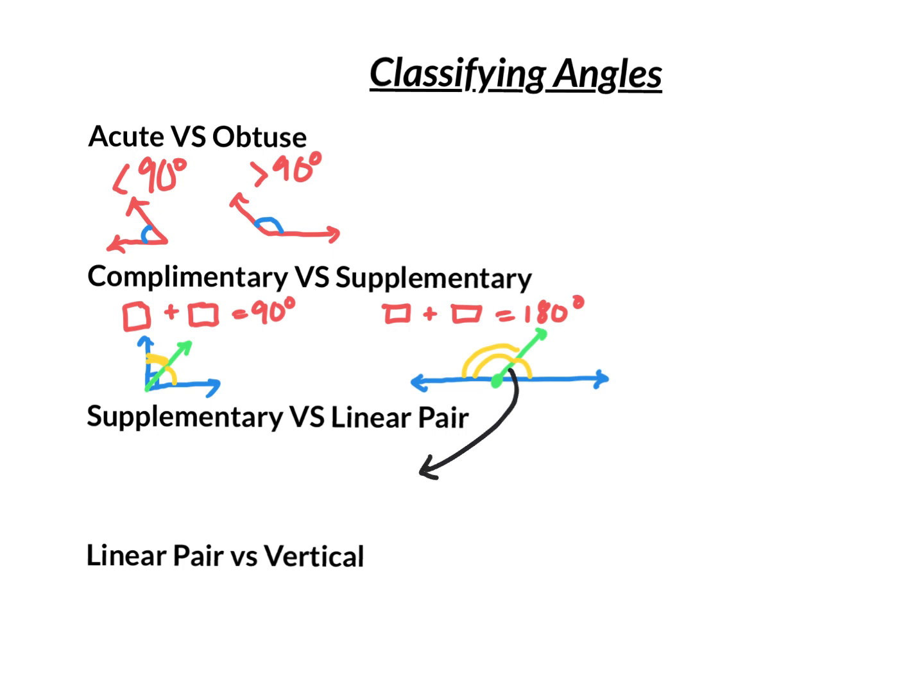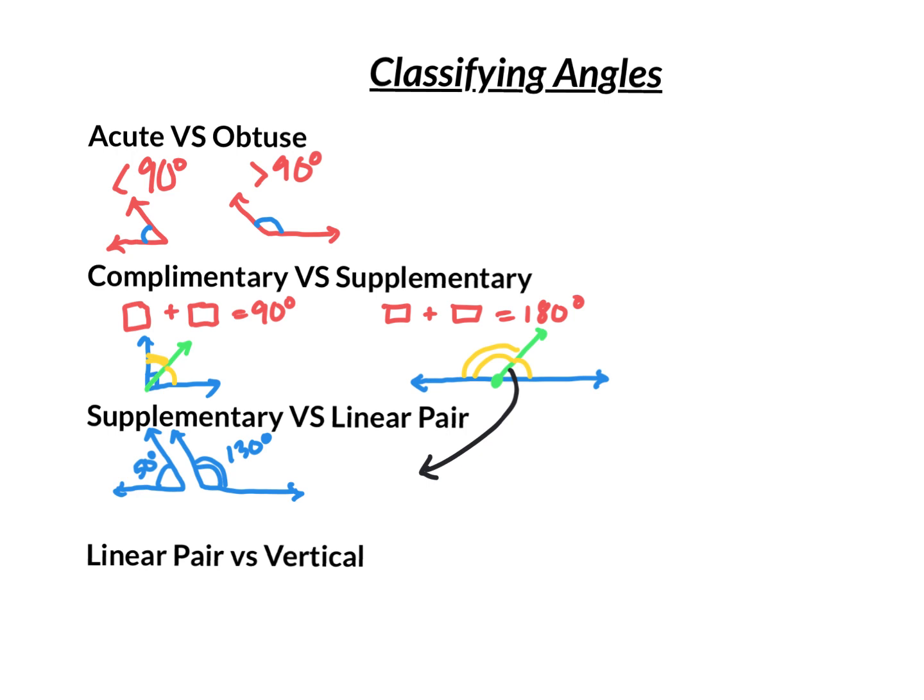Supplementary doesn't have to be on a line. Like I could draw a picture like this. I could say, well, this angle is 50 degrees right here, 50. And this angle over here is 130 degrees. Well, they add up to 180, but you see they are not aligned together. And that's the difference. A linear pair means they lie on the same line. They've got this vertex coming off the line that makes up those two angles. Supplementary are just any two that add up to 180.